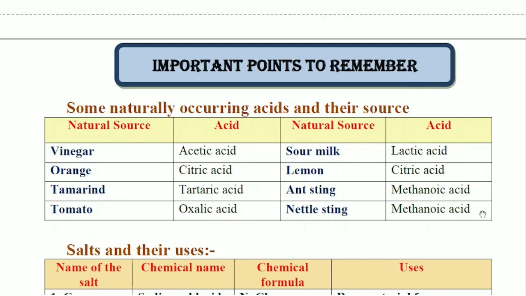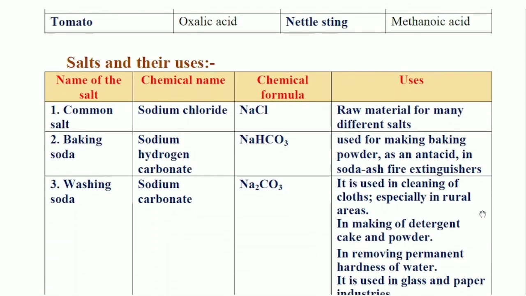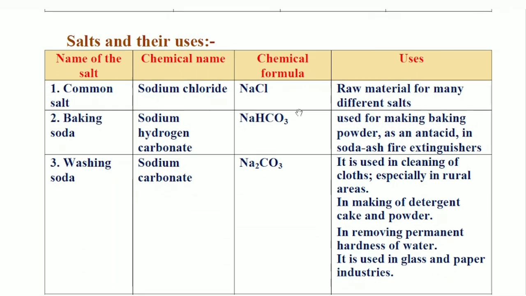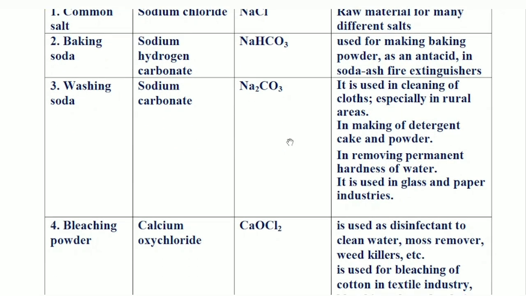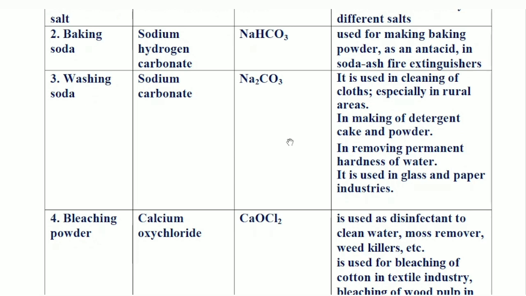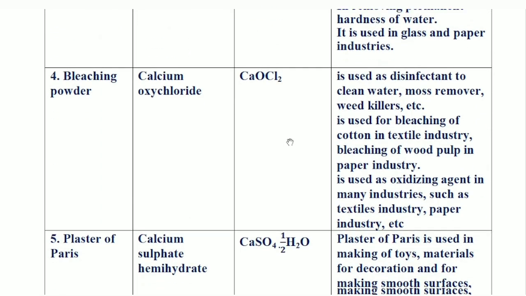And the next one is salts and their uses. They will ask, this time also they asked bleaching powder and washing soda. They asked to write the uses. So learn the chemical formulas along with the uses. See, I have given common salt formula and the uses, baking soda formula, washing soda formula, bleaching powder formula, then plaster of Paris, that is CaSO4 half H2O. So don't forget to learn these things.